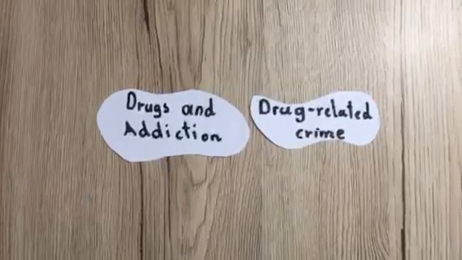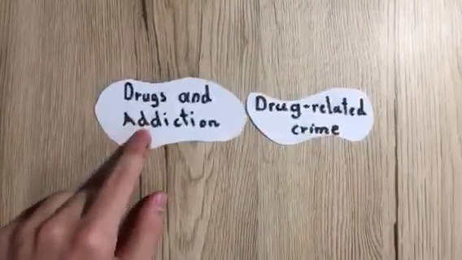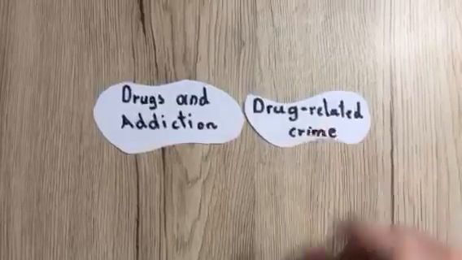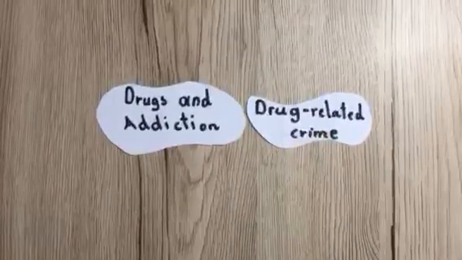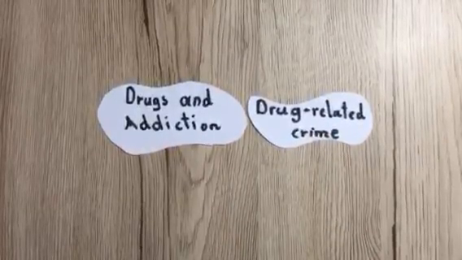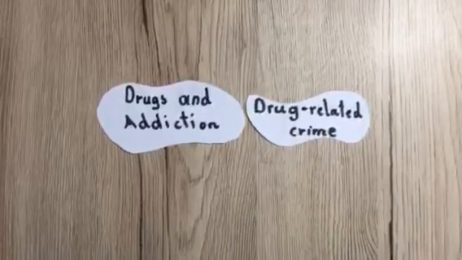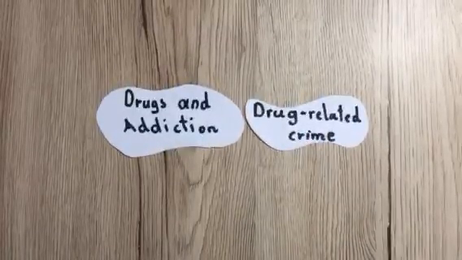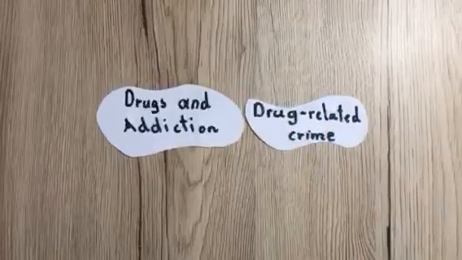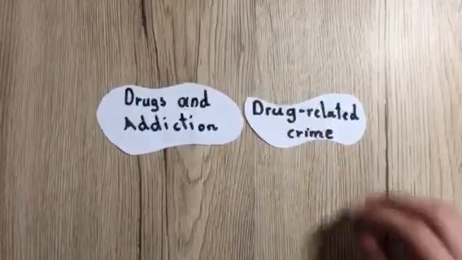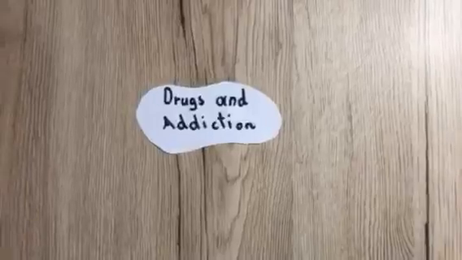Hey guys! Today I will tell you about drugs and addiction and drug-related crime. The first chapter is all about what drugs are made of, the difference between soft and hard drugs, and which categories of drugs exist. The chapter Drug-related crime is mostly about drug trafficking. So let's start with the history of drugs.